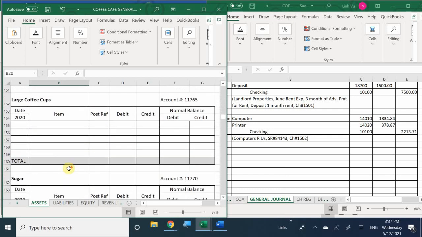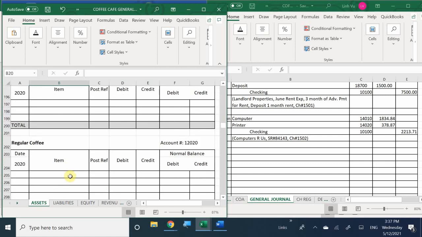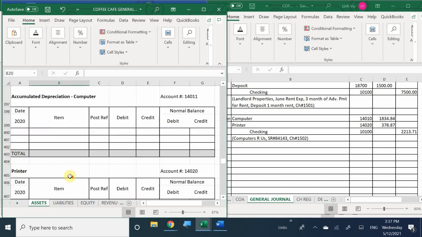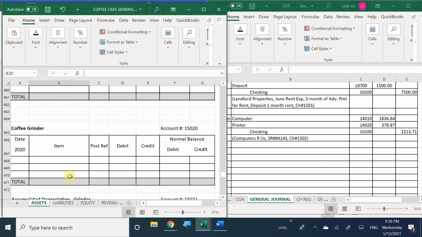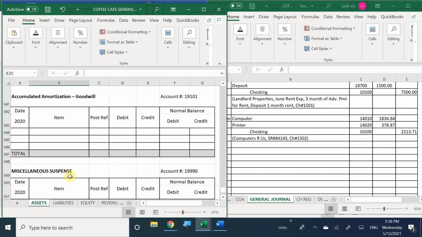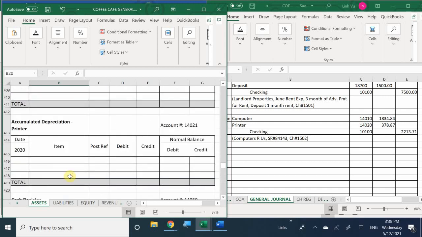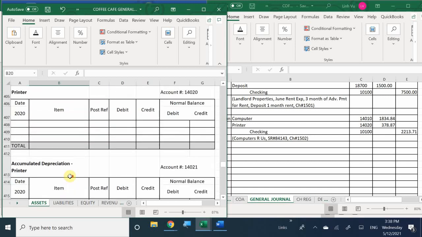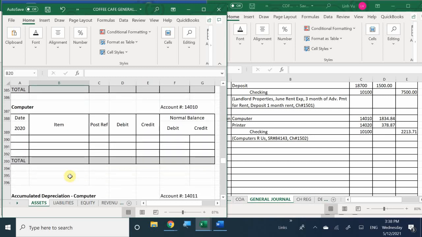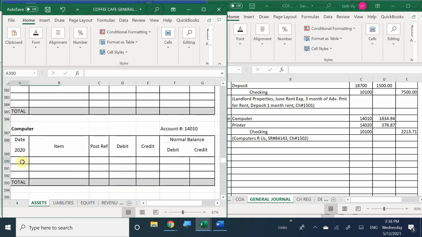So here I'm going to go straight to my computer, right? It's under office equipment. Okay, so that should be somewhere in the middle of the assets. Okay, here is miscellaneous. That's okay, I went a little too far. Okay, here we are. Computer. Okay, once again, I'm going to go ahead and indicate that it is now the 5th.